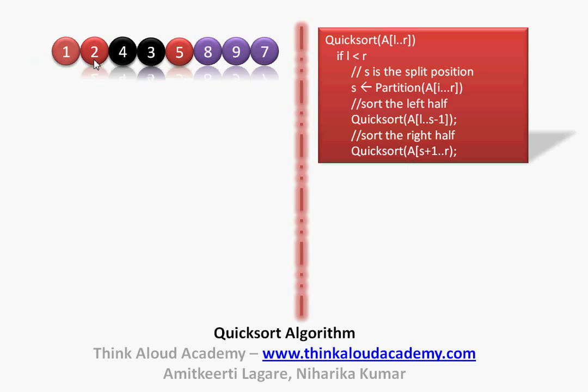So then we go to the right half of 2, which happens to be the 2 elements. So we come out of this and go into Quicksort with the right half of 2, which has 4 and 3. So what we do here is we have to sort 4 and 3.